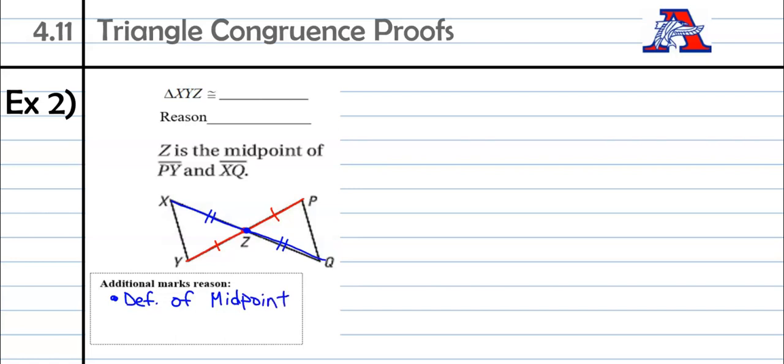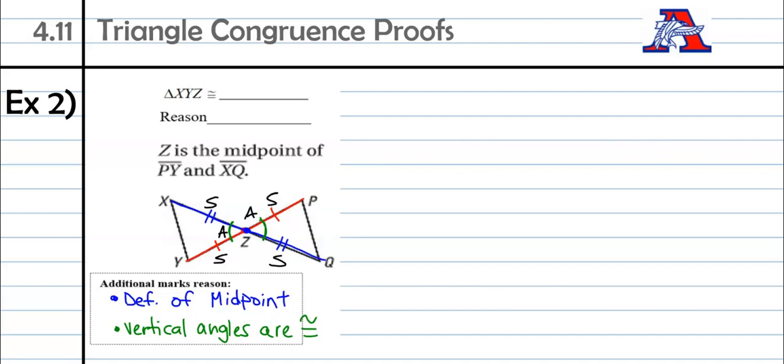Okay, and then one more thing that hopefully is getting pretty obvious at this point, vertical angles. Those 2 angles there are congruent. So XZY is congruent to PZQ. So there you would want to write vertical angles are congruent. All right, at that point, I think it's looking pretty obvious. We have side, angle, side, and side, angle, side.